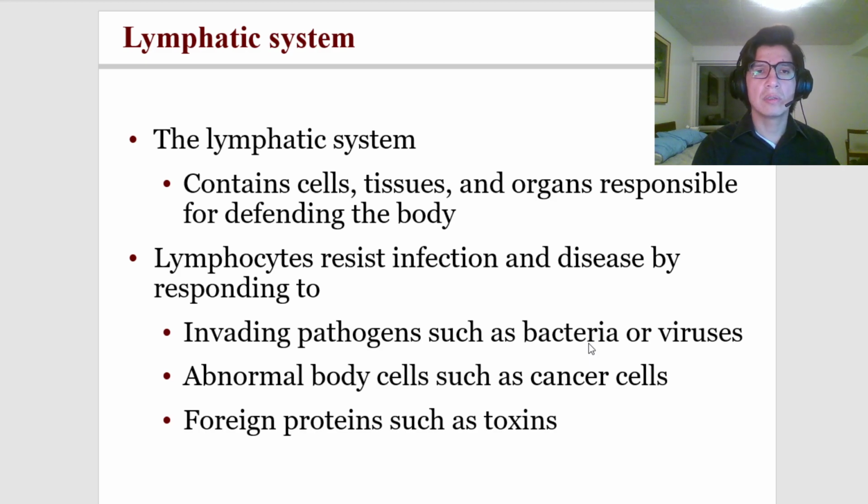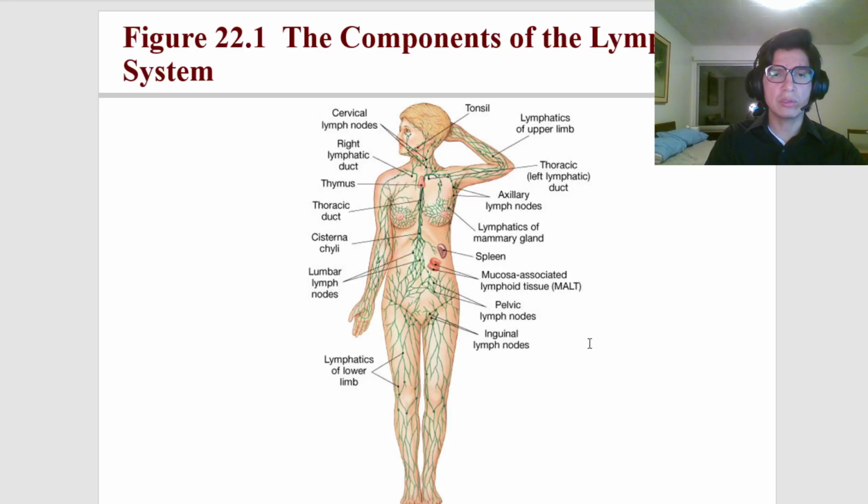Okay, so we're going to talk about the cells, tissues, and organs of the lymphatic system. Their role is to defend us against foreign invaders. What could be considered foreign invaders? You have bacteria, you have viruses, you also have cancer cells, and you have substances released by bacteria, such as the cholera toxin.